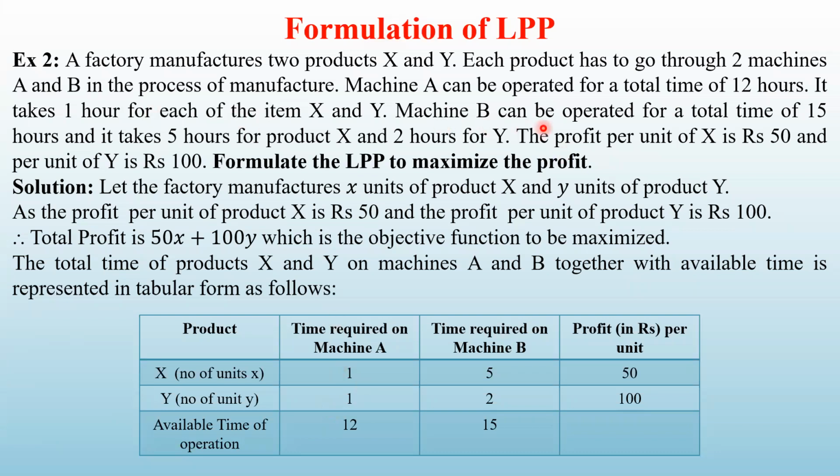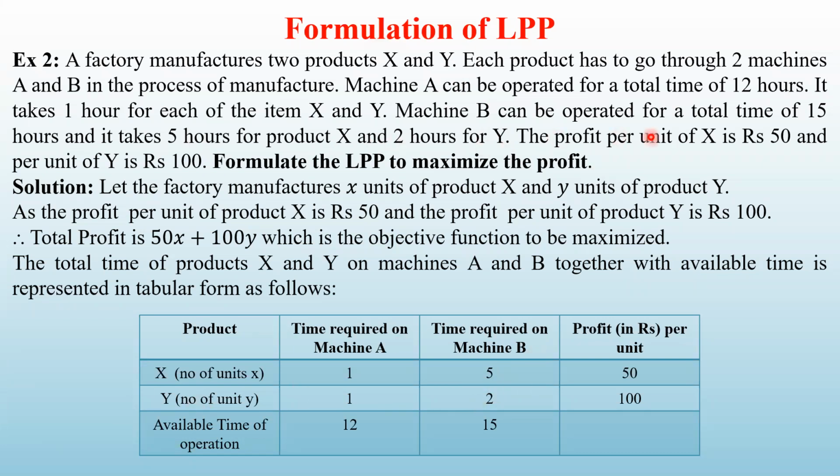Okay. Machine B can be operated for a total time of 15 hours. So machine B कितनी देर तक operate कर सकते हैं? 15 hours maximum. And it takes 5 hours for product X. तो product X का एक product of X के लिए machine B को 5 घंटे तक रन करना है. It takes 5 hours. And machine B and product 2 hours for product Y. So product Y के लिए 2 hours.